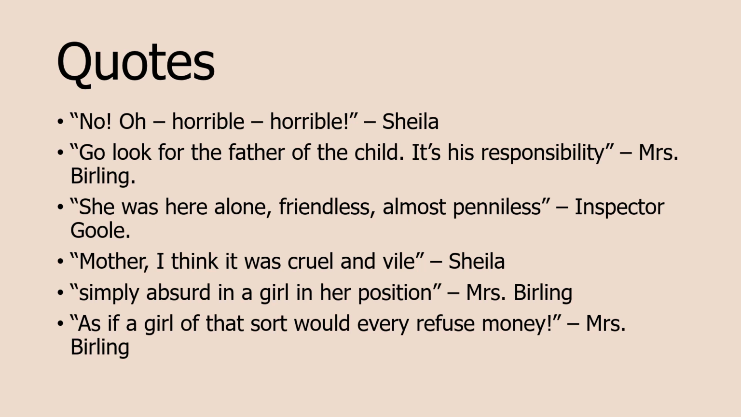"She was alone. She was here alone, friendless, almost penniless." Here Inspector Goole uses a triple, 3 ways to describe Eva Smith: alone, friendless, almost penniless. And this emotive language really builds up what you might call pathos, like an emotional connection with Eva Smith. The audience is meant to sympathise with her, and as a result hate Mrs. Birling all the more for how she just disregarded her and didn't offer any help.